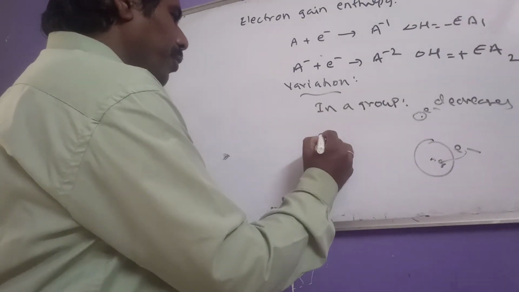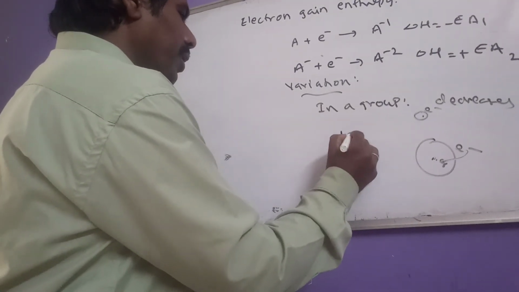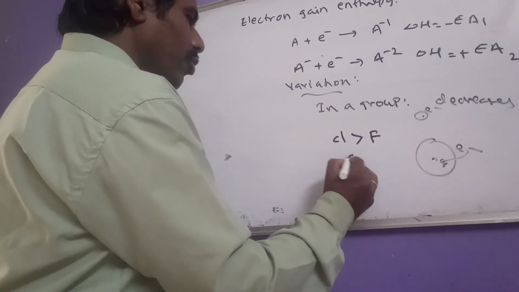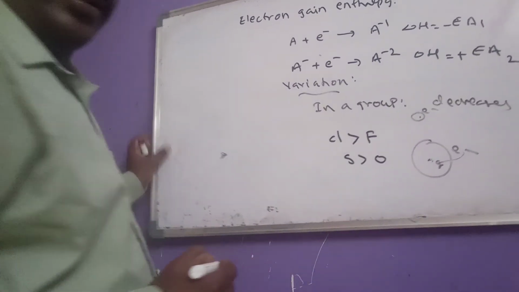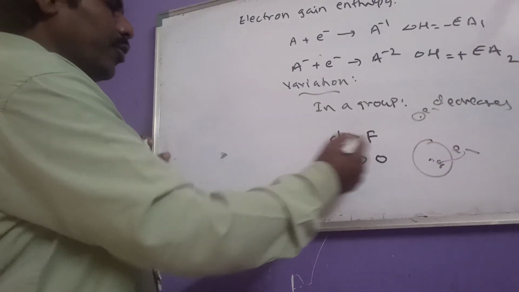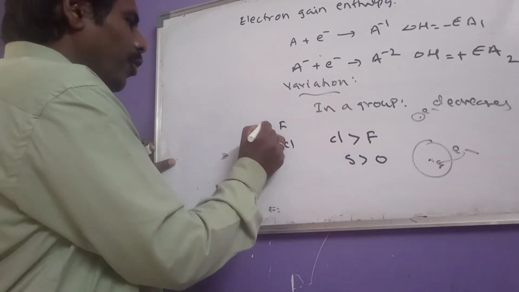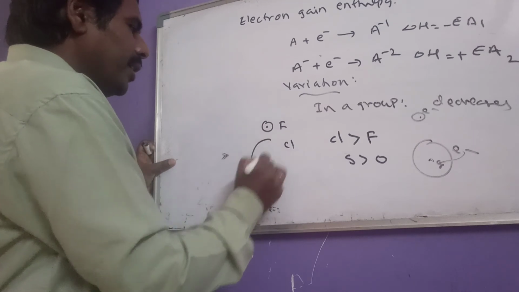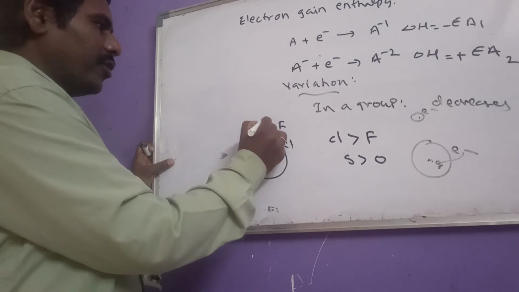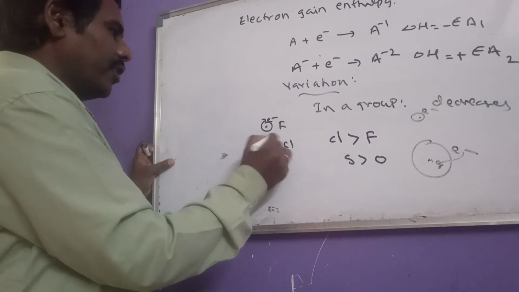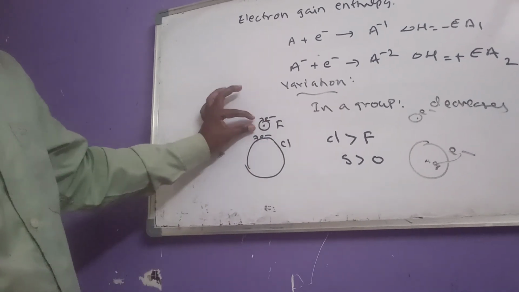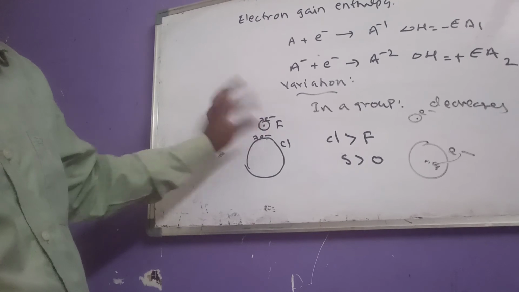But in every group, the second element's electron gain enthalpy is greater than that of the first element. For example, in the seventh group, chlorine's electron affinity is greater than that of fluorine. In the sixth group, sulfur's electron affinity is greater than that of oxygen. Why does this happen? Fluorine has a smaller atomic size, comparatively, and chlorine has a larger atomic size. Of course, both have 7 valence electrons, but due to the smaller atomic size, these 7 electrons are very close to one another.